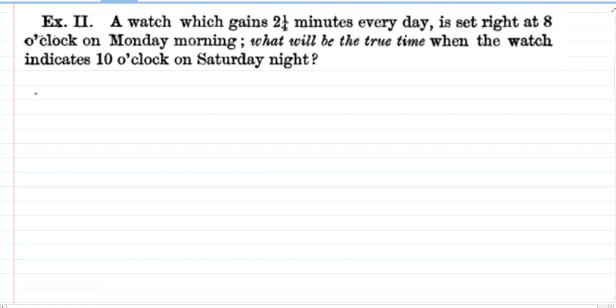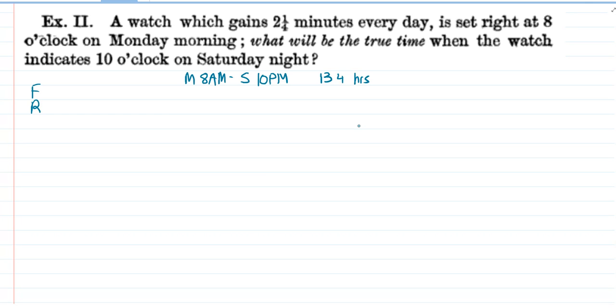So we have a fast clock and a regular clock, and the time period from Monday 8 a.m. to Saturday 10 p.m. is going to be 134 hours, right? Because 24 times 5 from Monday 8 a.m. to Saturday 8 a.m., and then plus another 14 to get to 10 p.m., which is 120 plus 14, which is 134.